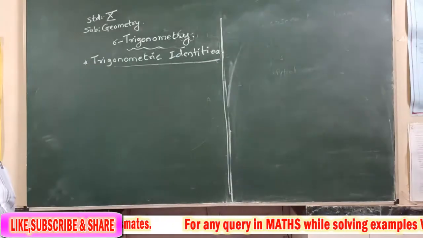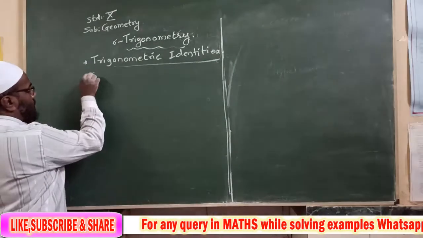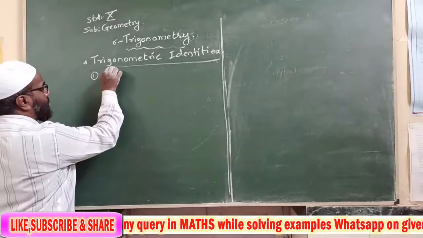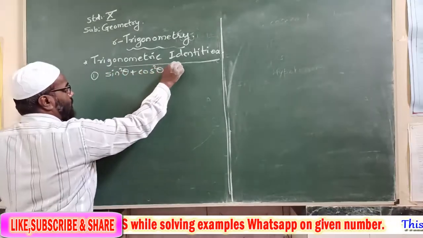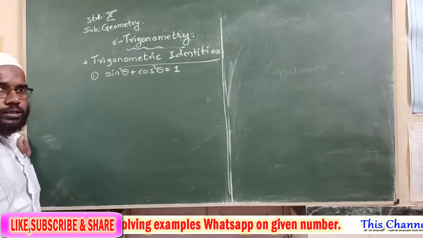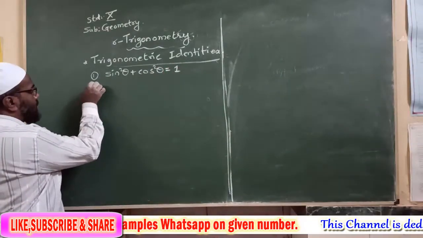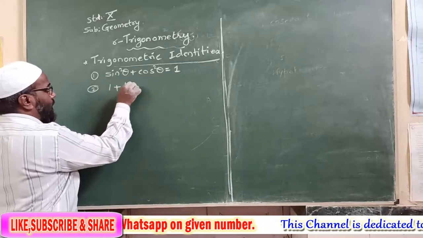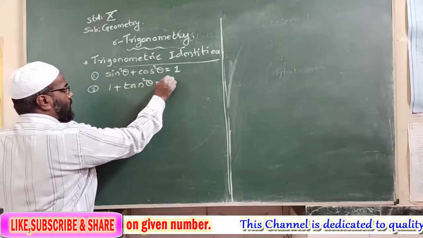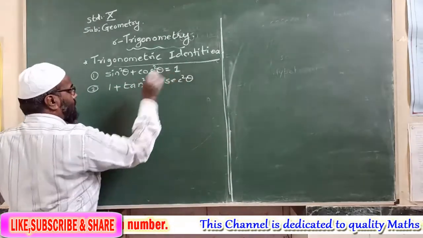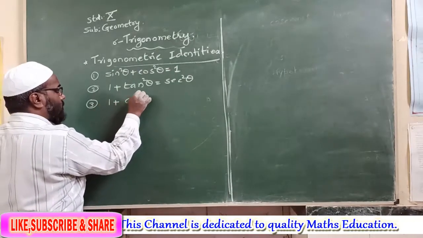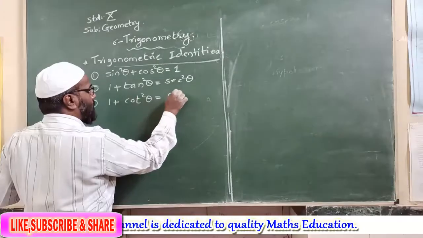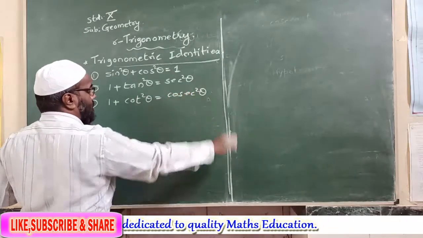Trigonometric identities. Okay, there are 3 identities. First identity is sine square theta plus cos square theta is equal to 1. This is the first trigonometric identity. Second, 1 plus tan square theta is equal to sec square theta. And third identity is 1 plus cot square theta is equal to cosec square theta.